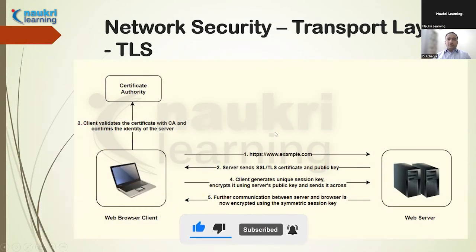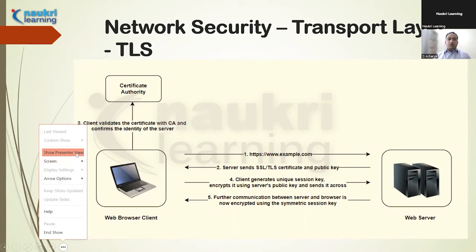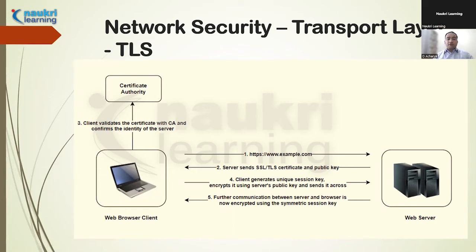This is a diagrammatic representation of how network security at the transport layer, or TLS, works. Here we have a web browser client interacting with a web server, and we also have another entity called the certificate authority, or CA. In step one, the user tries to access a website over HTTPS, www.example.com. In step two, the web server responds with its TLS certificate as well as its public key.